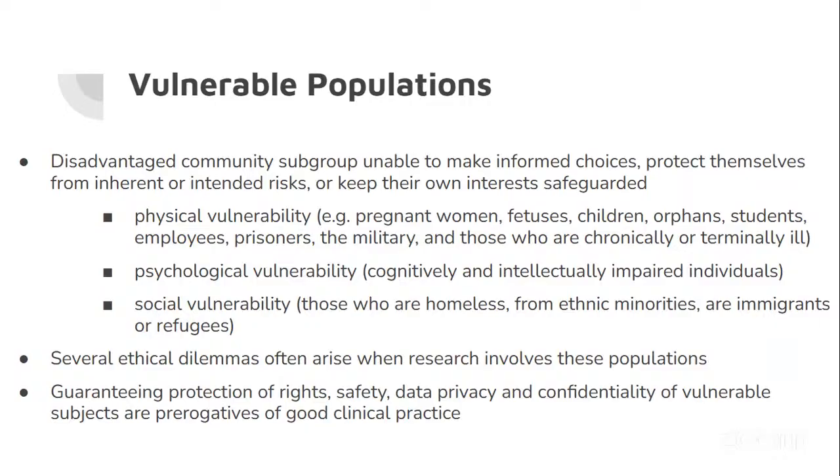Then we come to the psychological vulnerability. So, any cognitive or intellectually impaired individuals. And then we have social vulnerability. So, homeless people, people from ethnic minorities, immigrants, refugees. Several ethical dilemmas often arise when we are having these populations as the research population of our research, and we need to ensure and guarantee that there's protection of rights, safety, data privacy, and confidentiality of these vulnerable subjects.